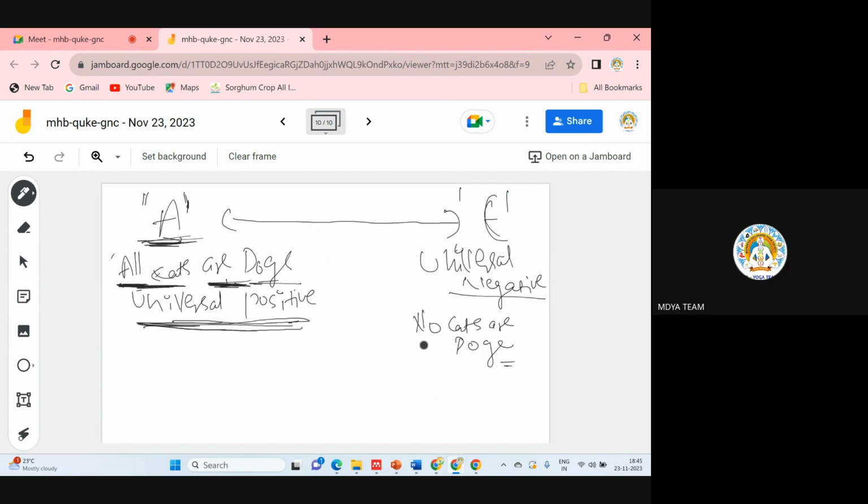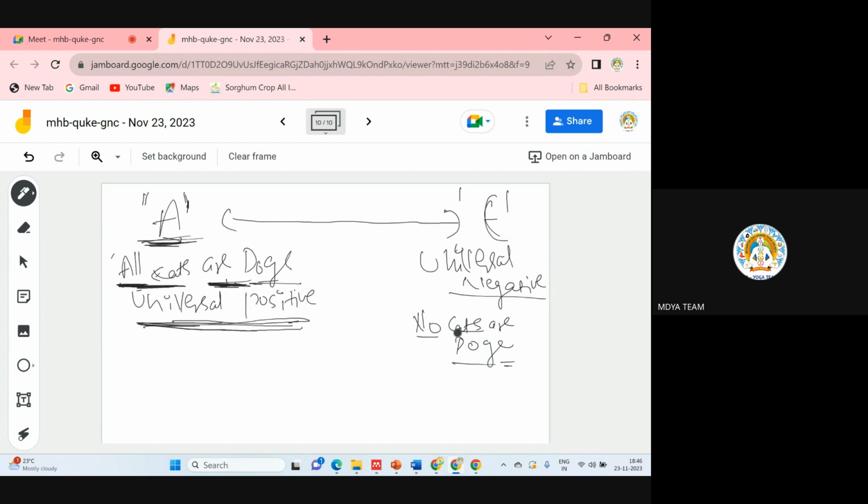No, sir, you cannot write this universally like all cats are not dogs, because that will be a different case. I will explain this completely in the Venn diagram, because that will make a new Venn diagram. For now, we can just remember this E-type statement. E-type statement is a universal negative statement.